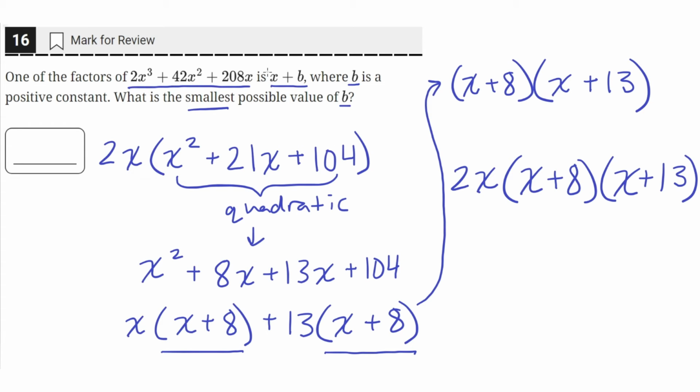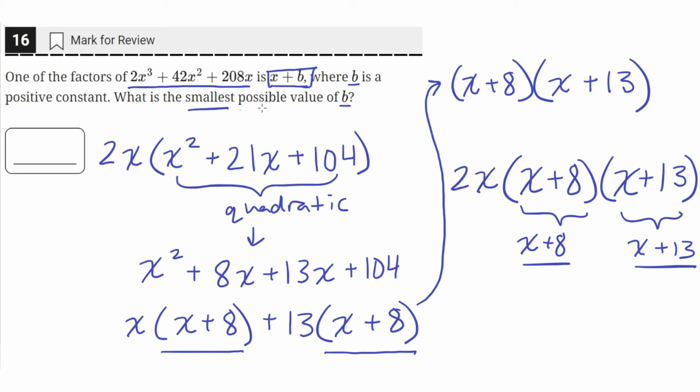Okay, and we need to find factors that are of the form x plus b. So x plus some constant. So only these two are of the form x plus some constant. Here, this is x plus 8, and this is x plus 13. This factor here is just a constant being multiplied with x. It's not of the form x plus b, so we won't consider this one. So here we have x plus 8 as a factor and x plus 13.